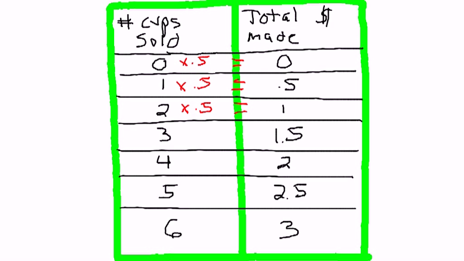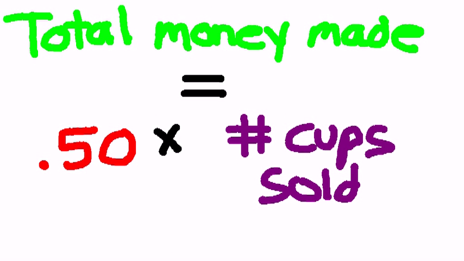We can now write this relationship in words. So, the total amount of money that you and your friend make equals 0.50, or 50 cents, times the number of cups you sell. From this example, we can now understand very important definitions. Since the total amount of money you make is dependent on the number of cups sold, we can call the total amount of money you make the dependent variable in this situation. Since the number of cups you sell is not dependent on anything else, we call that variable the independent variable.